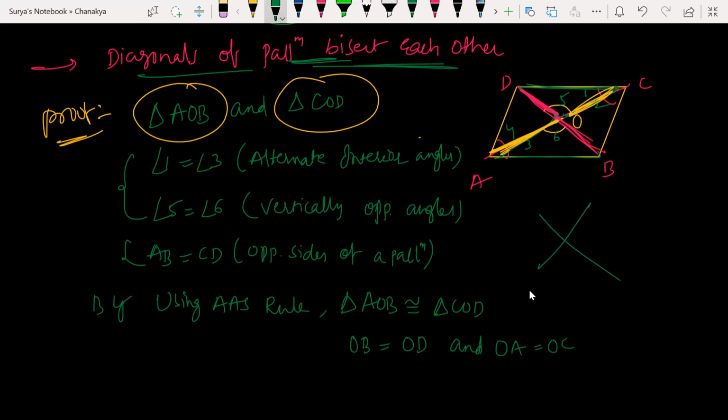Beta, look at this here. What is the meaning of bisecting? Look at this here. This part will be equal to this part. This part will be equal to this part. That is bisecting. Clear? Bisecting is dividing into equal parts. So that is what we proved here now.